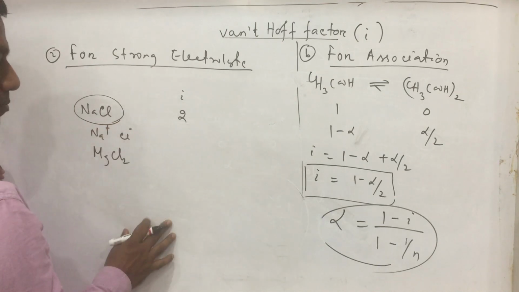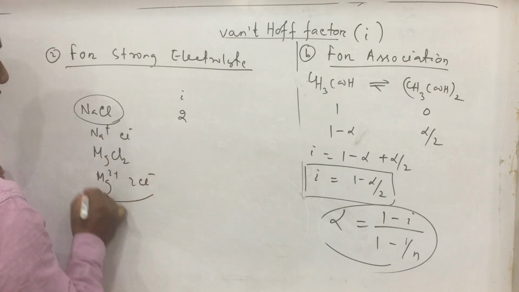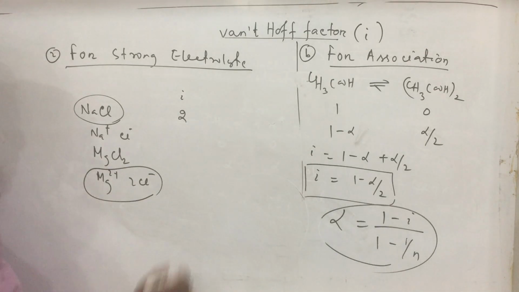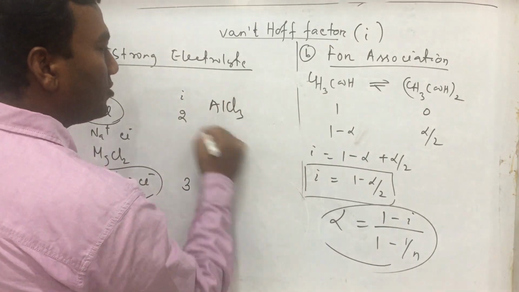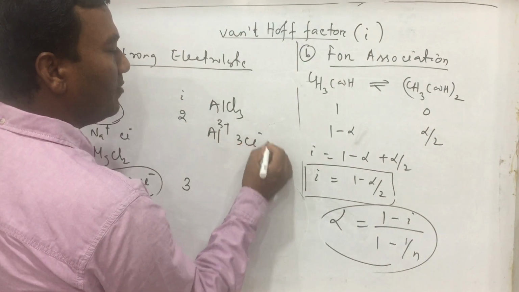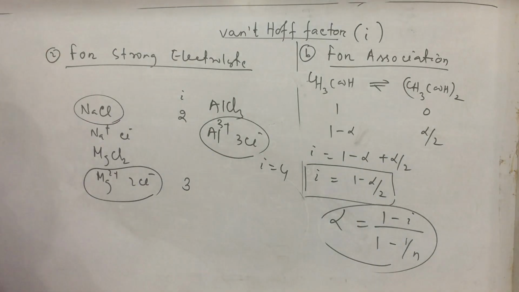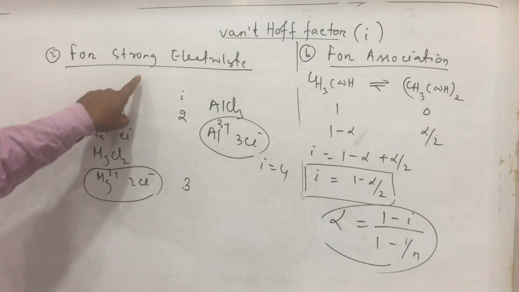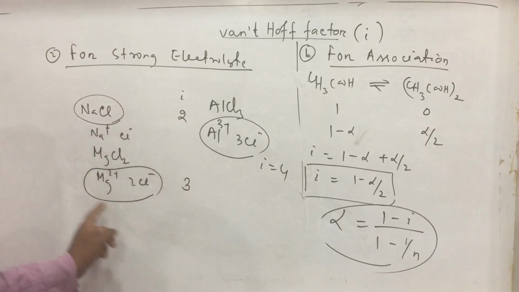MgCl2: when it undergoes complete dissociation, it produces 1 magnesium and 2 Cl minus. So total how many ions? 3. So i equals 3. AlCl3: when it undergoes complete dissociation, it gives 1 Al3 plus and 3 Cl minus. So total i equals 4. Got the idea? So when the solute is a strong electrolyte and undergoes complete dissociation, you can directly use this.